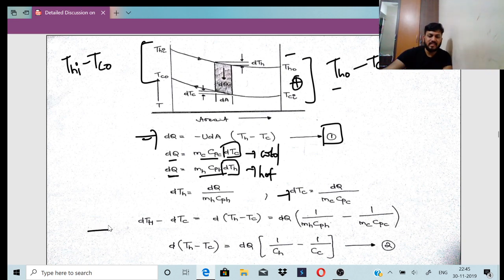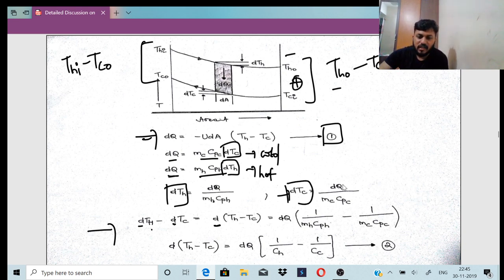So now I have the next equation, which is dth minus dtc is equal to d of th minus tc, right? d and d is common, so I'll take d common, th minus tc. So what is dth? dq by mhcph. What is dtc? dq by mccpc. So d of th minus tc is equal to dq, which is common in both. इन दोनों में dq कॉमन है, तो dq को बाहर निकाल दिया मैंने, तो क्या बचेगा अभी?